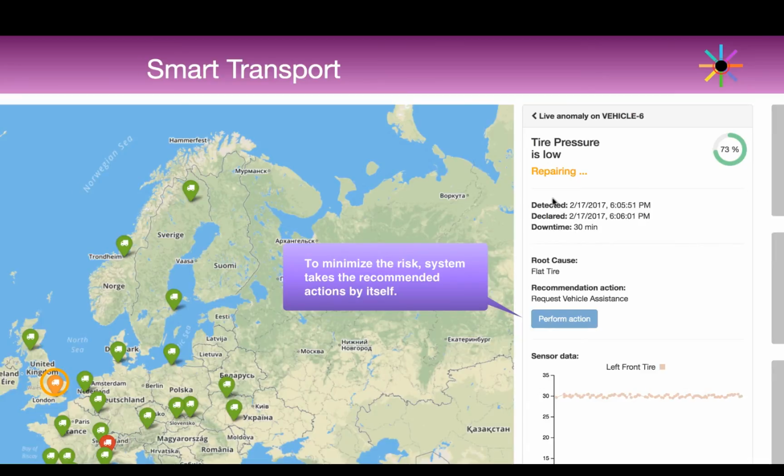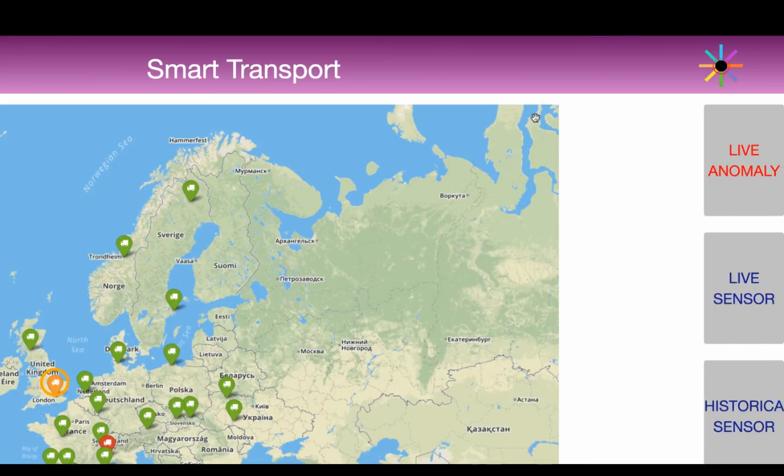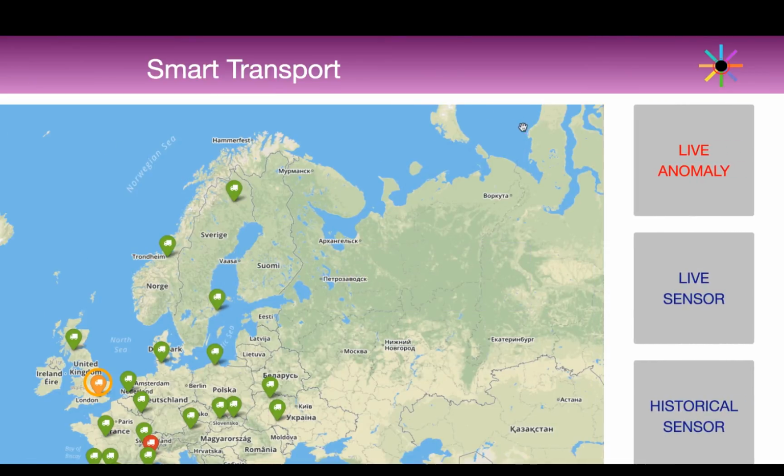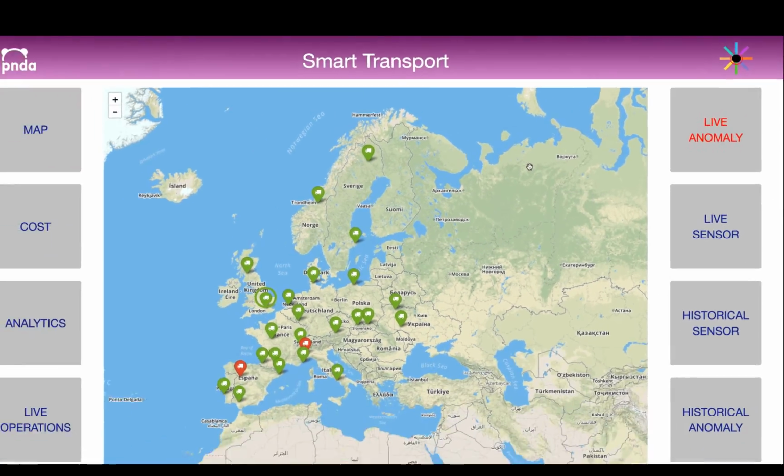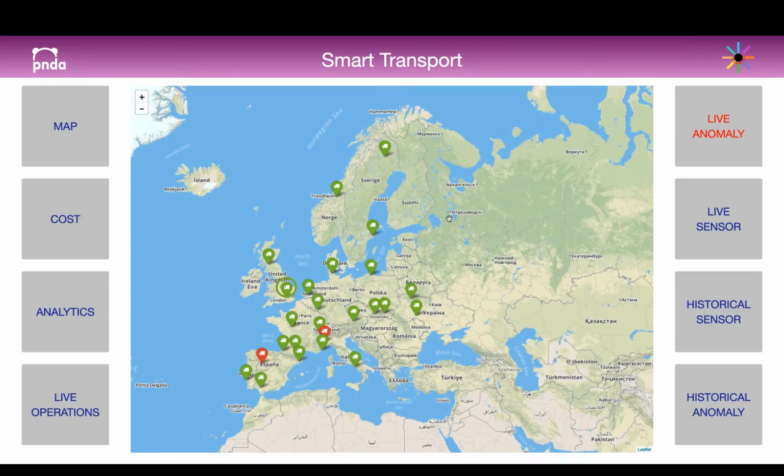The system will also suggest recommended actions that will help repair, if you will, the anomaly, and that involves deciding what follow-up actions should be taken.